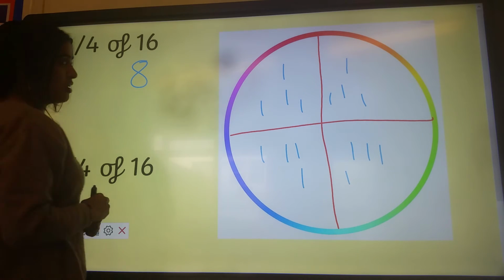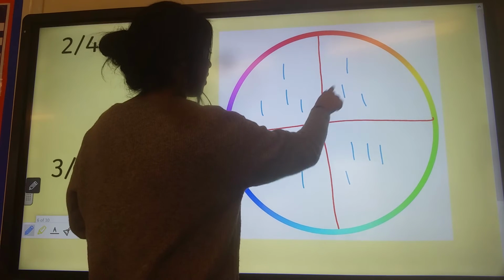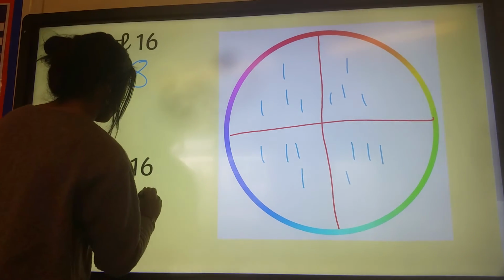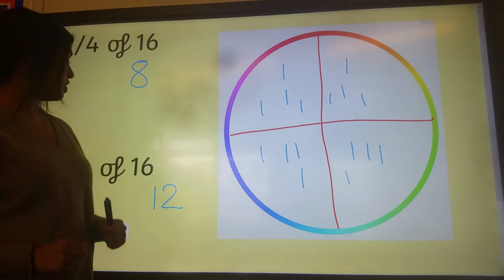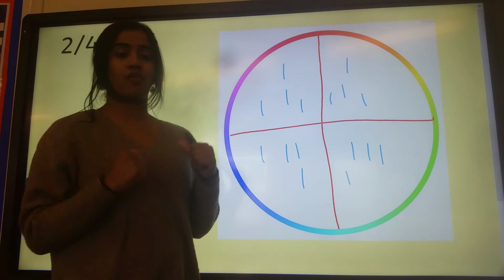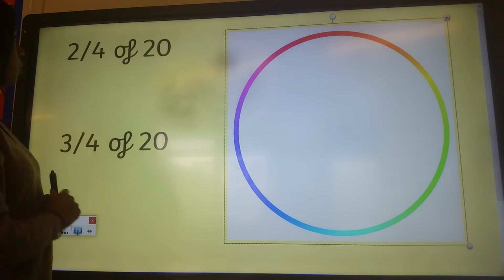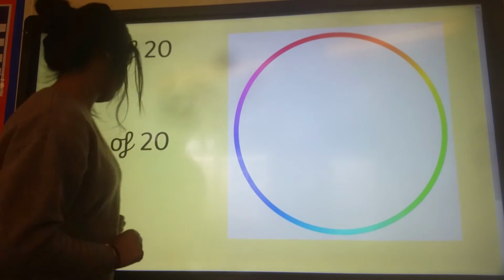3 quarters of 16, I need to count 3 quarters. 1, 2, 3, 4, 5, 6, 7, 8, 9, 10, 11, 12. So 3 quarters of 16 is going to be 12. Well done if you've got the answers to those questions correct. Let's move on to the next question. 2 quarters of 20 and 3 quarters of 20. Off you go.